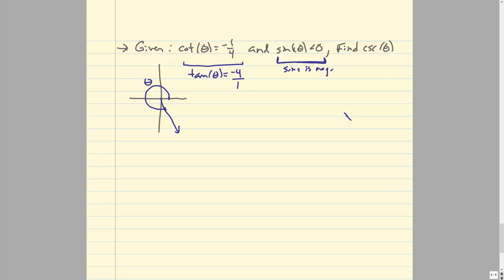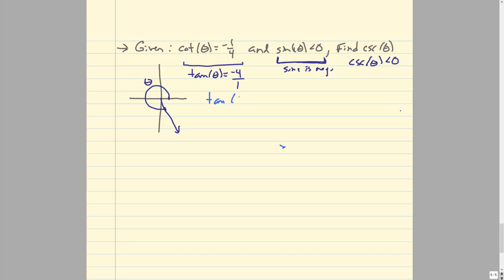Now my goal here is to find the cosecant of theta. Well, cosecant of theta would be the reciprocal of sine. So if I could find the sine, then I could find the cosecant. Well, I already know the sine is negative, so the cosecant also is going to be negative. Okay, so let's start kind of backtracking here.